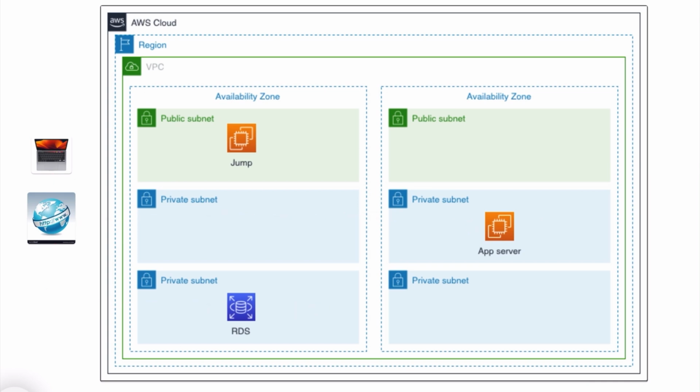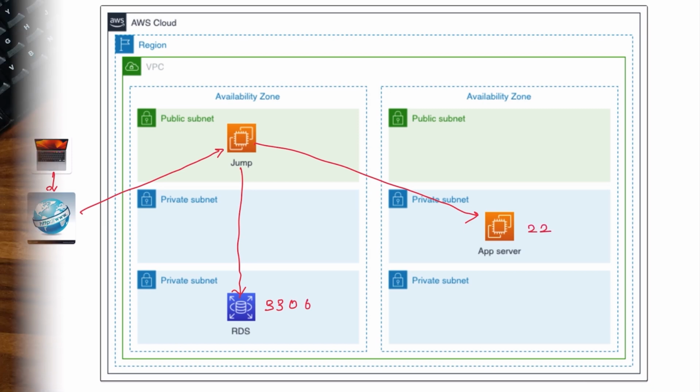To facilitate this requirement, we have something called a jump server or a bastion host. We can connect to this instance from our local machine as it is accessible over the internet, since it resides in the public subnet. And from this jump server, in turn, we can connect to our private RDS and EC2 instances. The RDS MySQL will listen on port 3306 and the app will listen on port 22 for SSH.